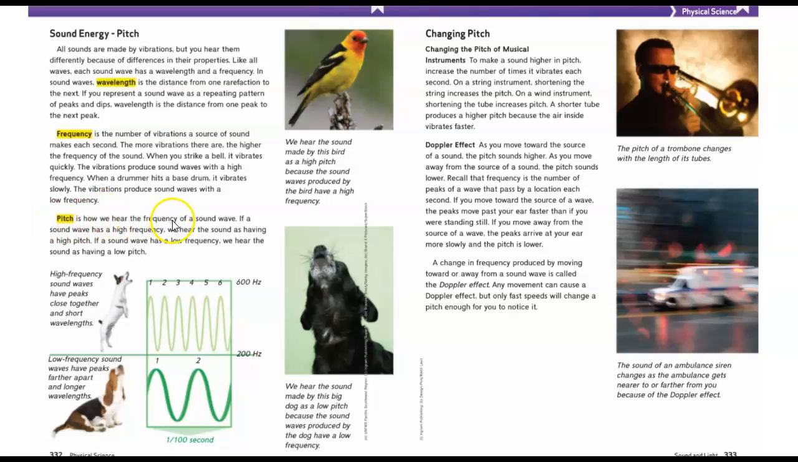Pitch is how we hear the frequency of a sound wave. If a sound wave has a high frequency, we hear the sound as having a high pitch. If a sound wave has a low frequency, we hear the sound as having a low pitch.